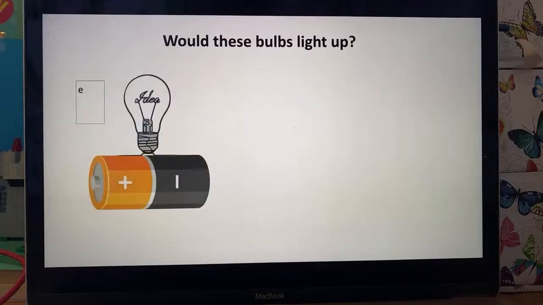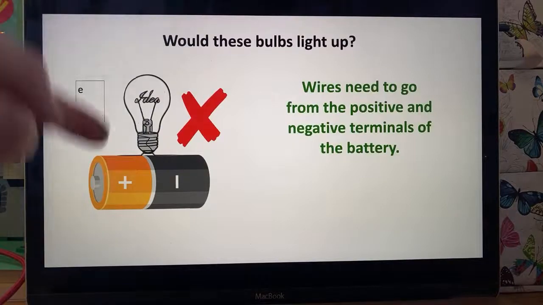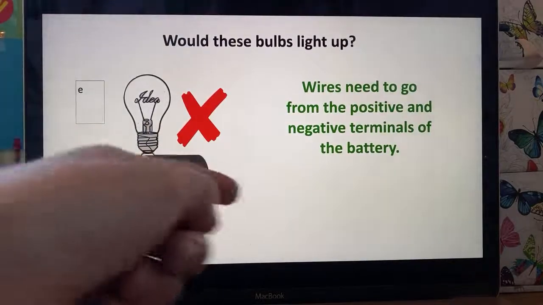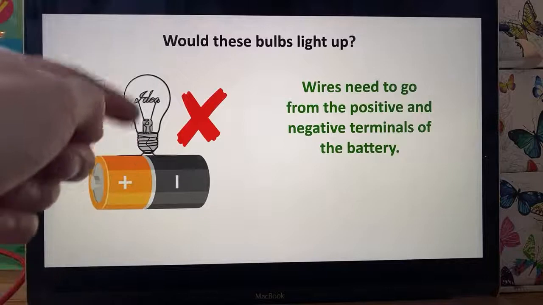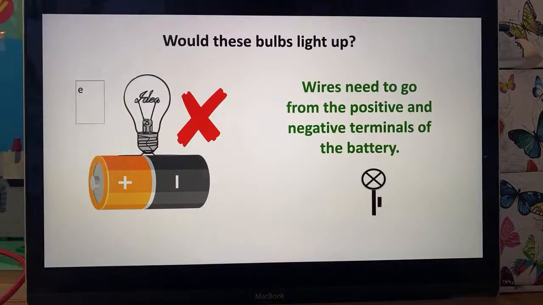Next one. E, would that bulb light up? No, that wouldn't light up. Wires need to go from the positive and negative ends of the terminals, we would say, the terminals of the battery. No, that's not a thing. I don't know, at this point I was just regretting saying you can draw the circuit diagrams if you like, because that's not a circuit diagram.